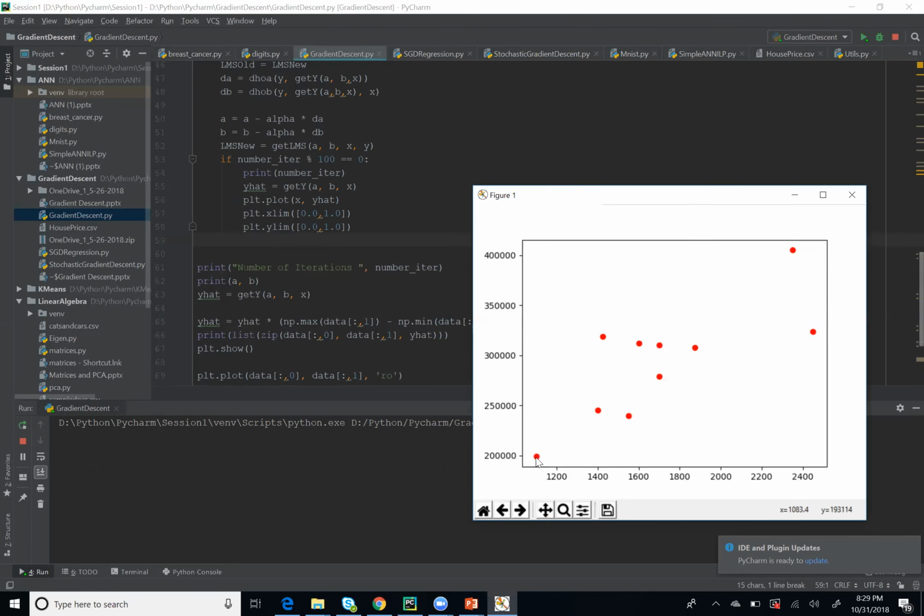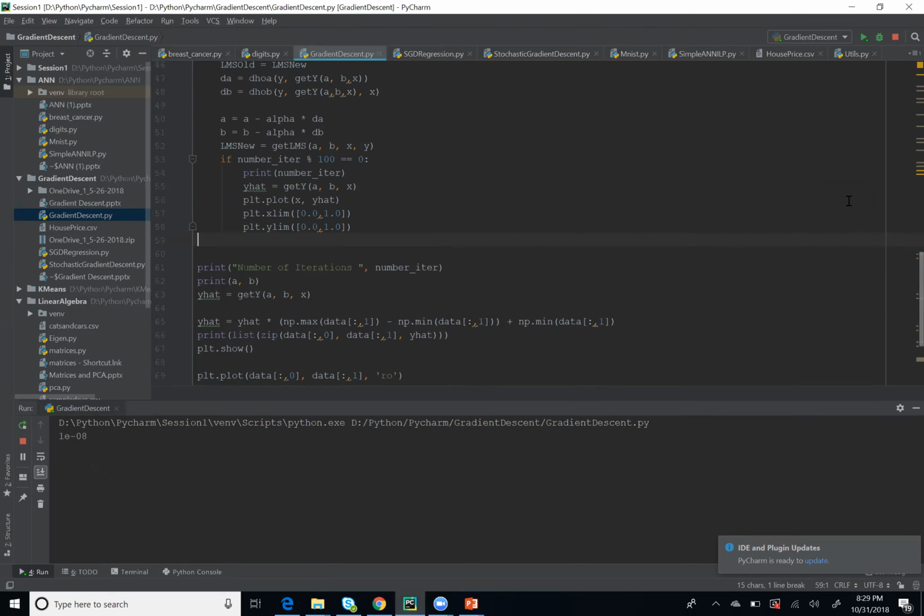So this is the actual values. Now I'll try to fit a line through these points. So this is your square footage and your cost. I'll try to optimize it for 100 iterations. We will see.